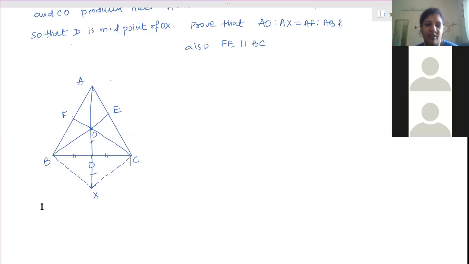In quadrilateral BOCX, OD is equal to DX and BD is equal to DC. So diagonals bisect each other. Therefore BOCX is a parallelogram, and in a parallelogram, opposite sides are parallel. So therefore BX is parallel to OC. OC is only produced to F. So therefore BX is parallel to FO.